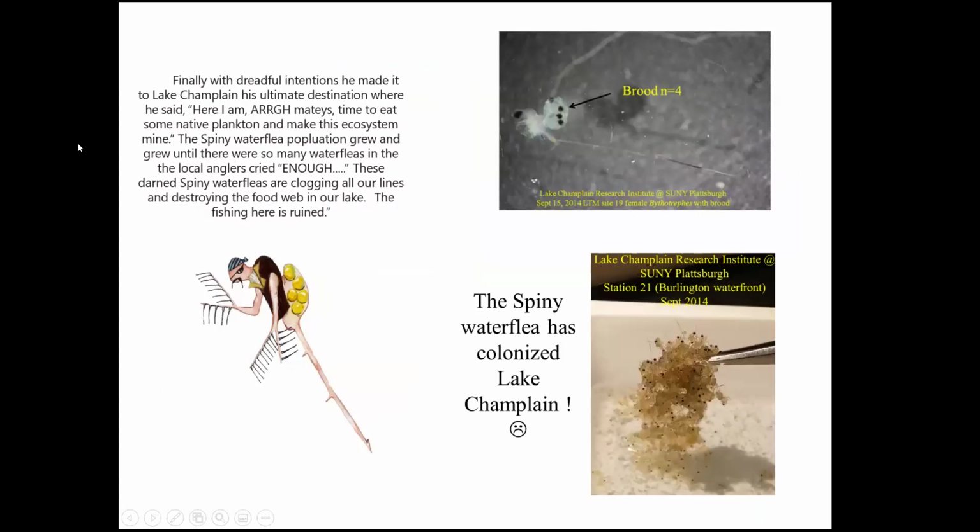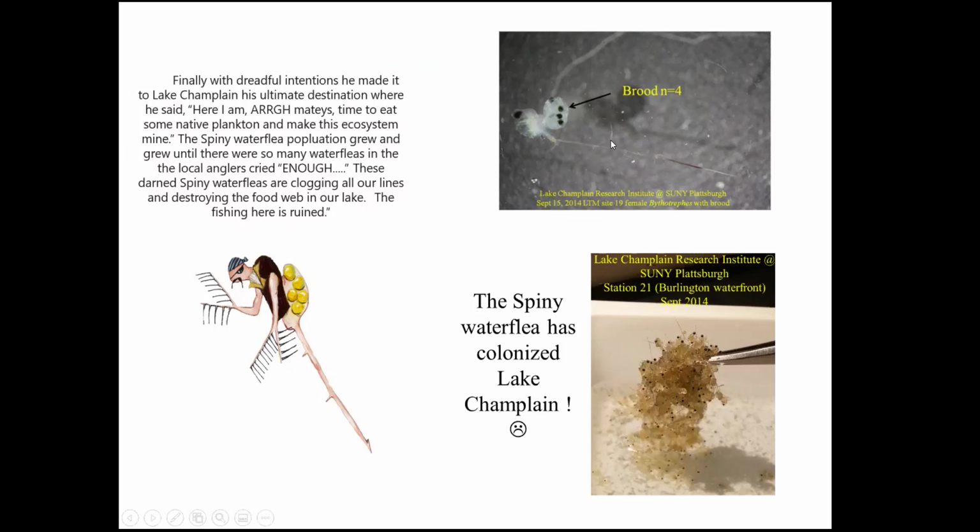Finally, with dreadful intentions, he made it to Lake Champlain, his ultimate destination, where he said, "Here I am, mateys. Time to eat some native plankton and make this ecosystem mine." The spiny waterflea population grew and grew until there were so many waterfleas and the local anglers cried, "Enough! These darn spiny waterfleas are clogging all our lines and destroying the food web in our lake. The fishing here is ruined." And to the right, we see some of the early samples found in Lake Champlain in 2014.